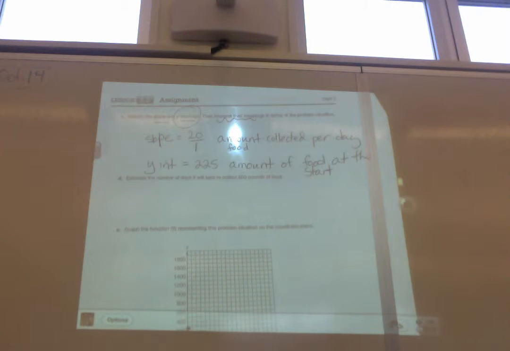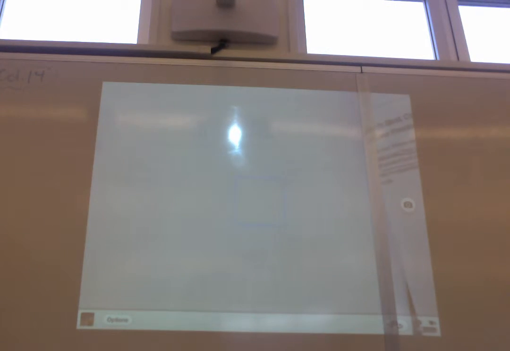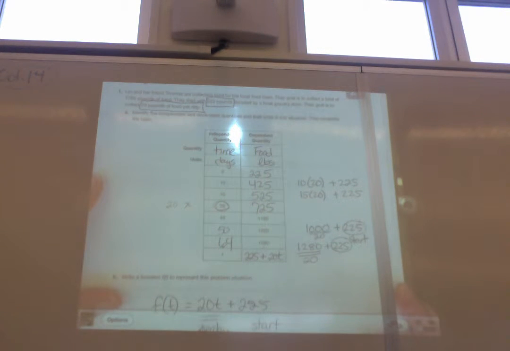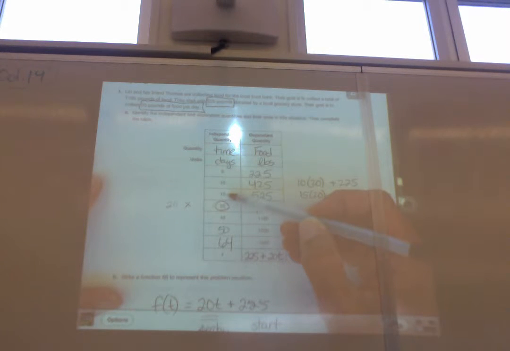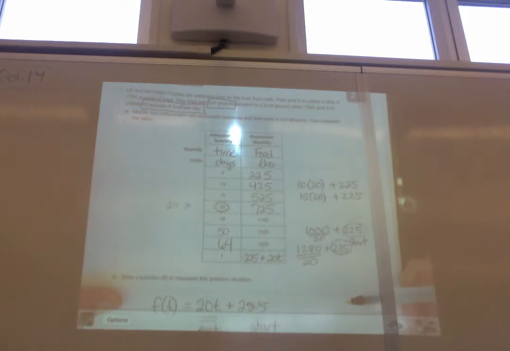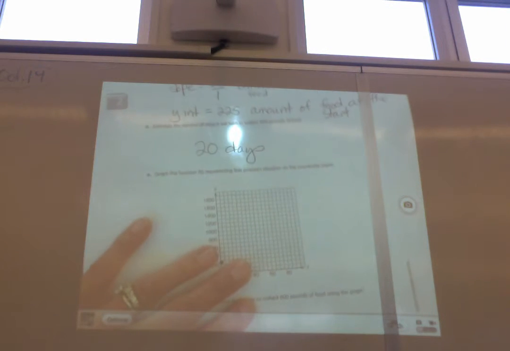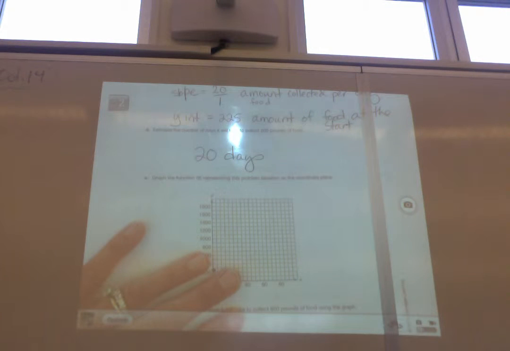Okay, estimating the amount of days for 600 pounds of food. I'm going to look at the table to make that estimate. 600 pounds is somewhere between 525 and 725, so somewhere between 15 and 25 days. How many days do you think? 20? Just go to a nice in the middle. 20 days. And you can do that estimate a couple of ways, but going back to our table we were able to see, we need to graph the function.